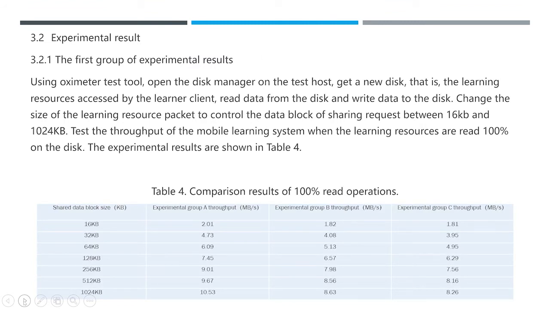The first group of experimental results: using the Accenture test tool, open the disk manager on the test host and get a new disk, which holds the learning resources accessed by the learner client. Read data from the disk and write data to the disk, changing the size of the learning resources packet to control the data block of the sharing request between 16 kilobytes and 1024 kilobytes.